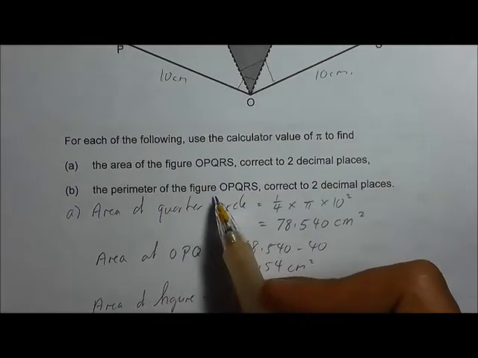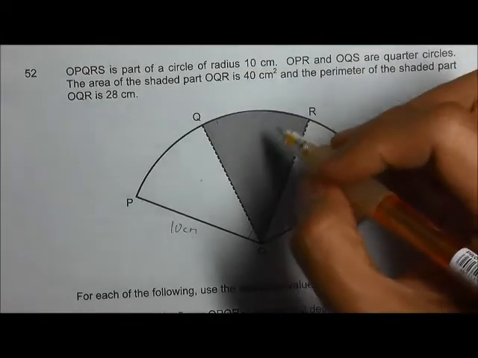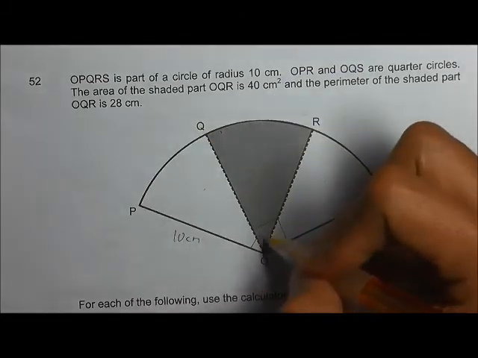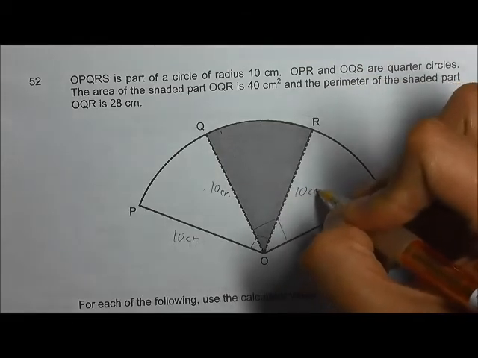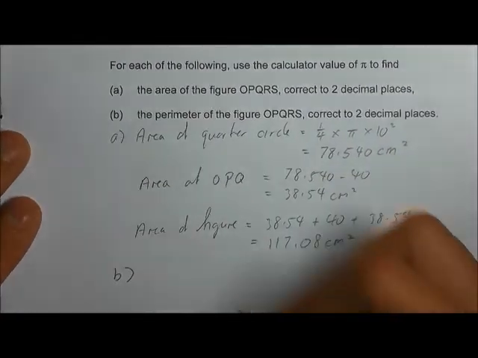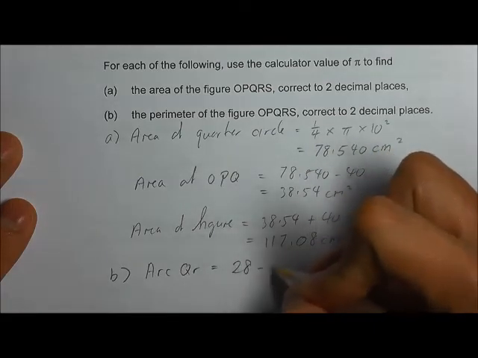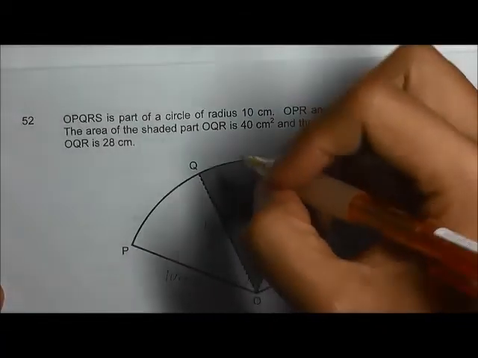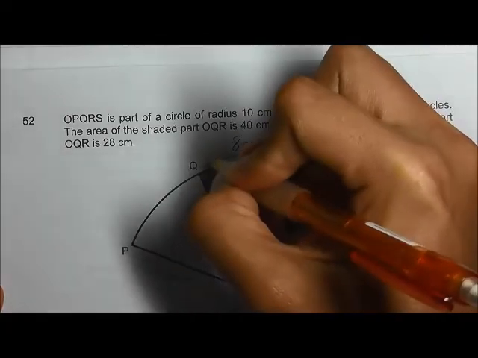Okay, next we move on to find the perimeter of the figure OPQRS. We know that the perimeter of OQR is 28, and this is the radius, so this is 10 cm, this is 10 cm. So we can find the arc QR. The arc QR is just 28 minus 10 minus 10. That will give us 8 cm. So we will indicate that QR is 8 cm.